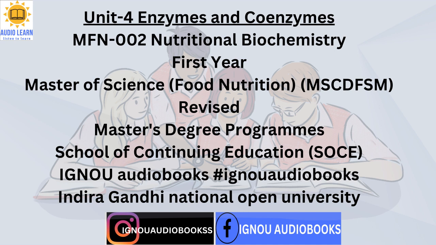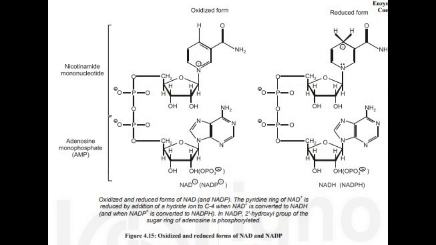In NAD+, the pyridine ring is attached to a ribose molecule through a glycosidic bond, and the phosphate provides a link between adenosine and nicotinamide riboside. In NADP+, an additional phosphate group is present in carbon atom 2 of the ribose molecule of the adenosine component. Oxidized and reduced forms of NAD and NADP.